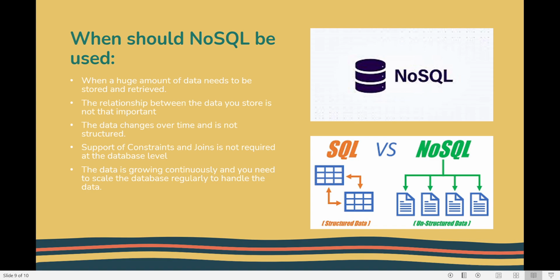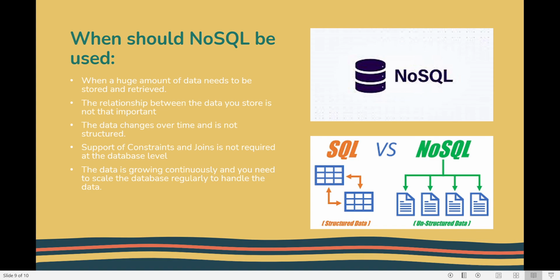The relationship between the data you stored is not that important. The data changes over time and is not structured. So basically NoSQL has structured as well as non-structured data. Support of constraints and joins is not required at the database level.